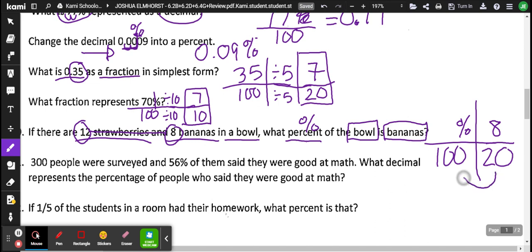Now we can use our factors of 100 to help us get the percent. What do you multiply 20 by? 20 times 5 is 100. 8 times 5 is 40. So what percent is bananas?